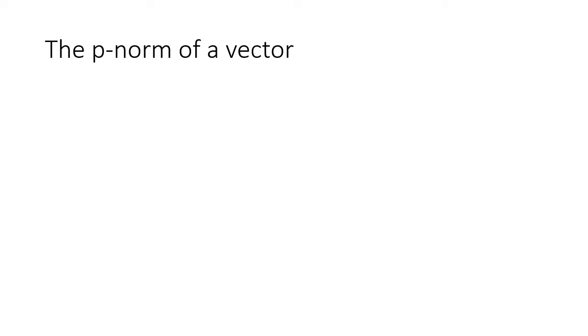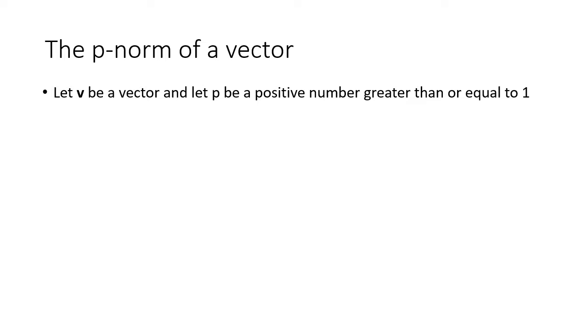Let's talk about unit circles. So first of all, we want to talk about the p-norm of a vector. Let v be a vector and p be a positive number that's greater than or equal to 1.